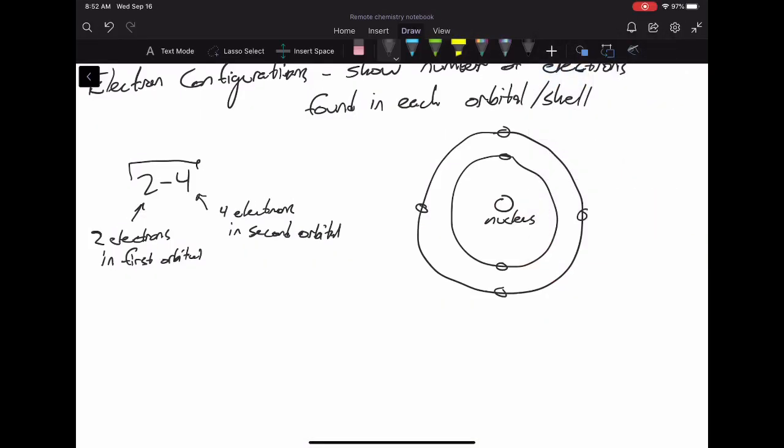And then the total number of electrons here is equal to the total number of electrons in that atom. So for carbon, it would be 6.